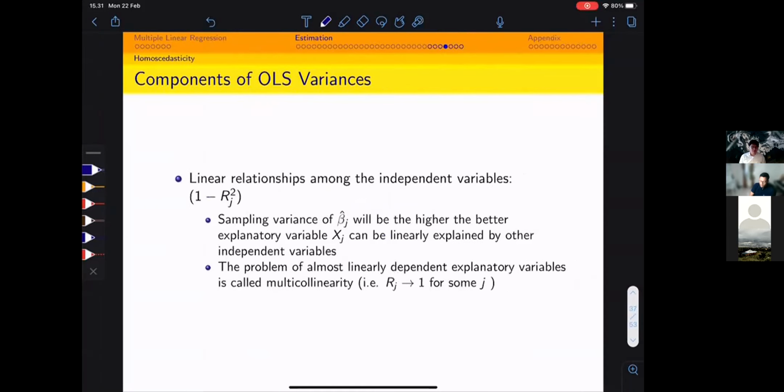Another one is the linear relationship among the independent variables. And this is relevant to the discussion on no perfect collinearity. What would happen if there is perfect collinearity? If there is perfect collinearity, the R squared j is going to equal 1, okay? Why? Because it's highly correlated. It's actually a linear function of each other, okay? And so if R squared j is 1, 1 minus R squared j is equal to what? It's equal to 0, right? What happens if you divide something by something that is close to 0?